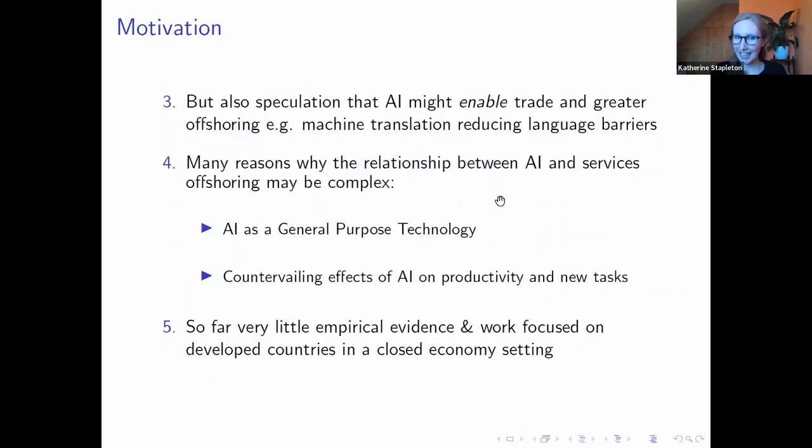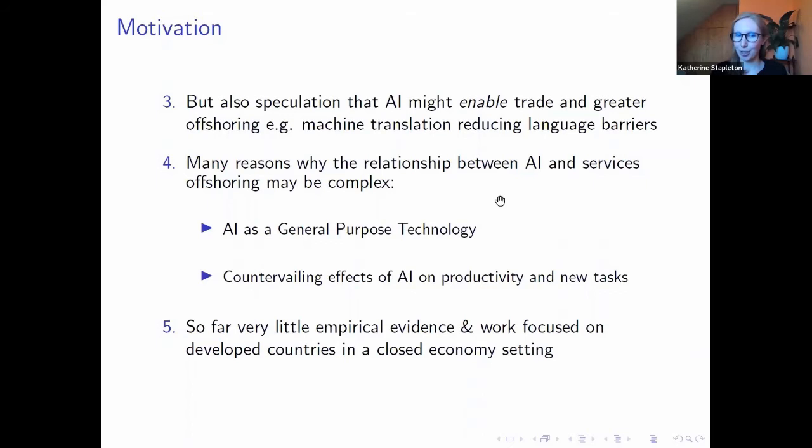Yet on the other hand, there's also the prospect that AI could actually enable trade. So there's this big discussion about AI enabling streamlined logistics or machine translation, reducing language barriers and enabling us to trade more, and developing countries being a major beneficiary. Then there's also many reasons why this relationship is probably vastly more complex than anyone has accounted for so far.